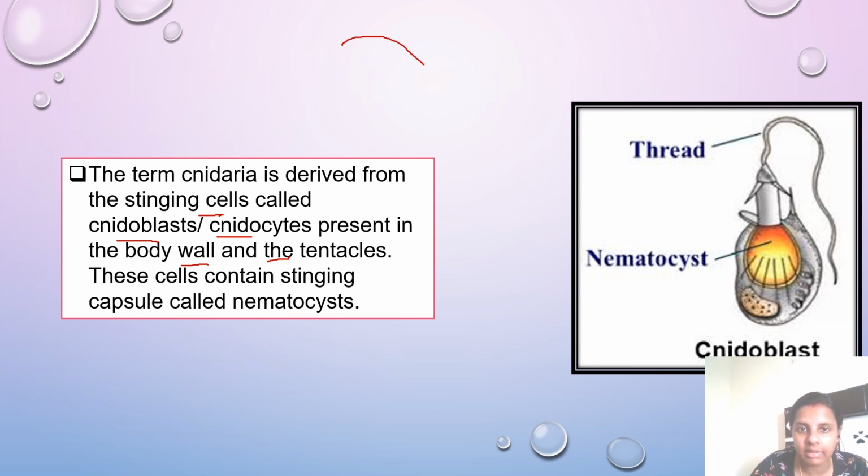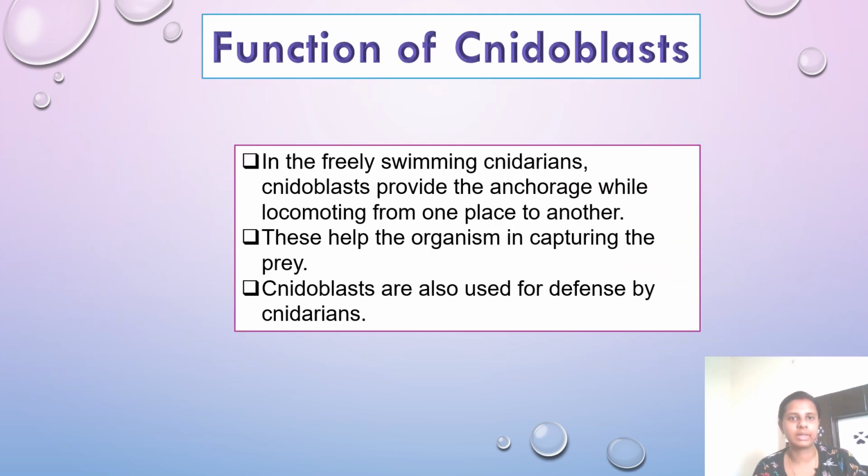So the tentacles we have learned just now. Here I have shown you like this. So here these things are present. They contain stinging capsules, and we call them nematocysts. Like this, the capsule is known as a nematocyst. Fine. Now let's talk about the function of the cnidoblast.